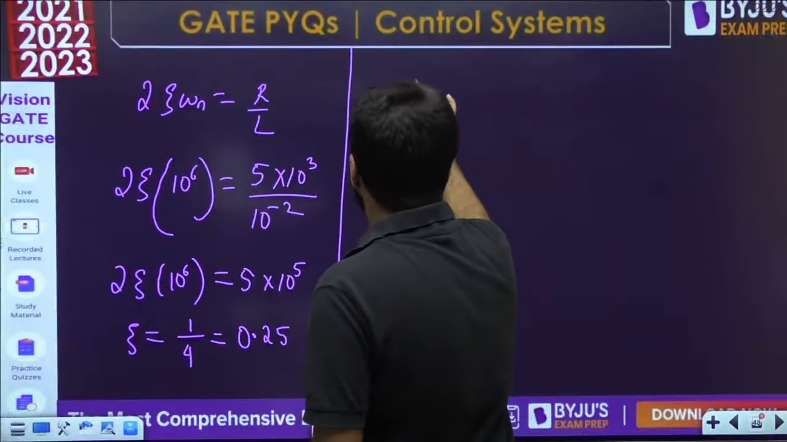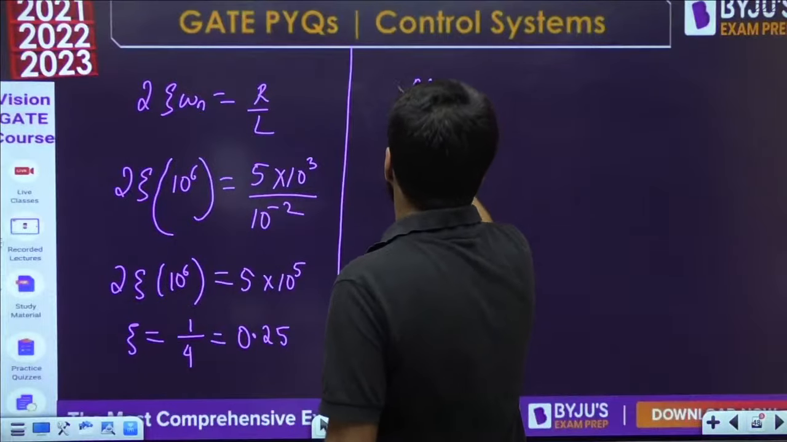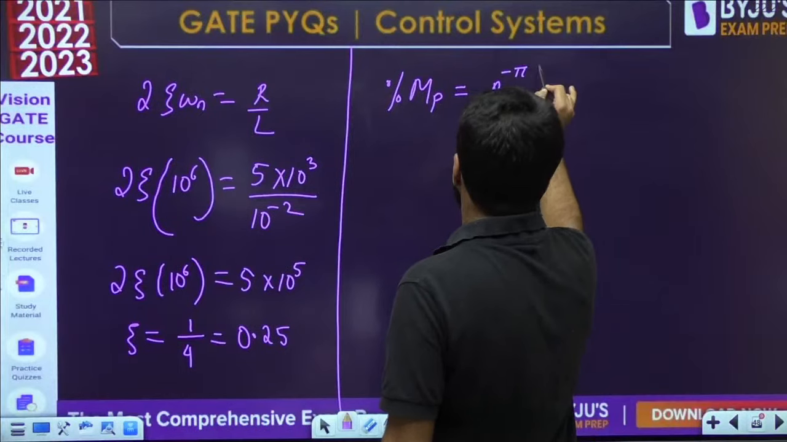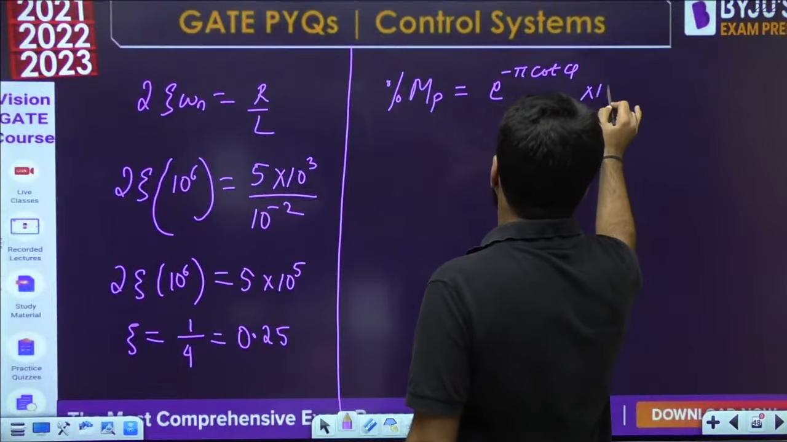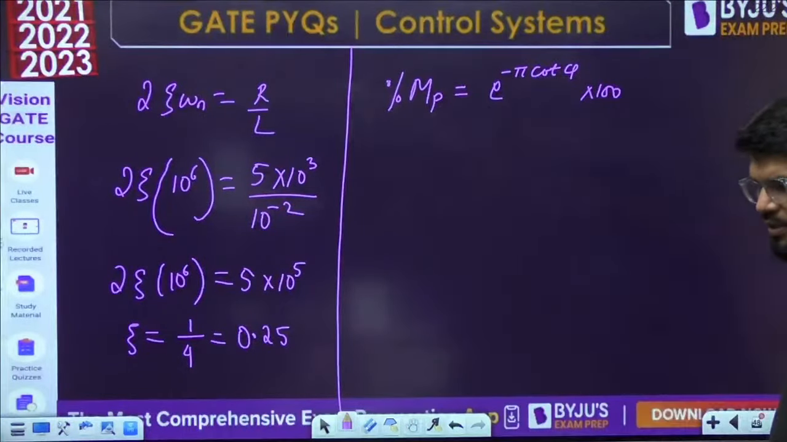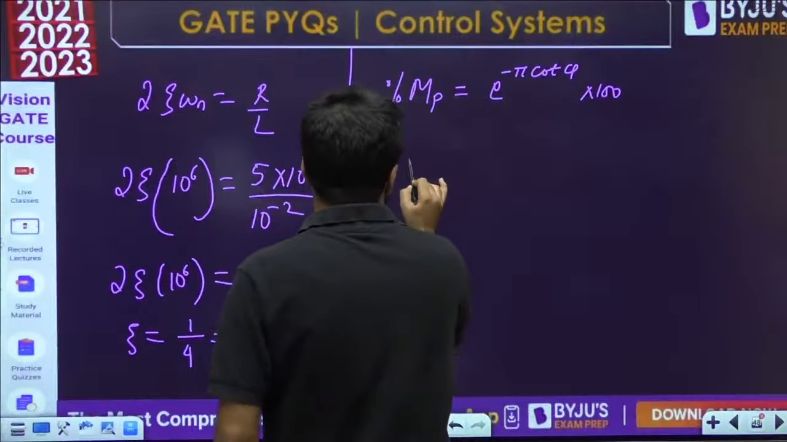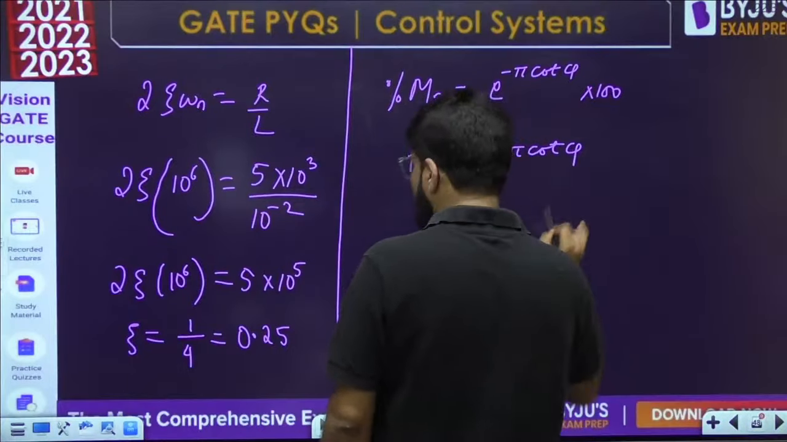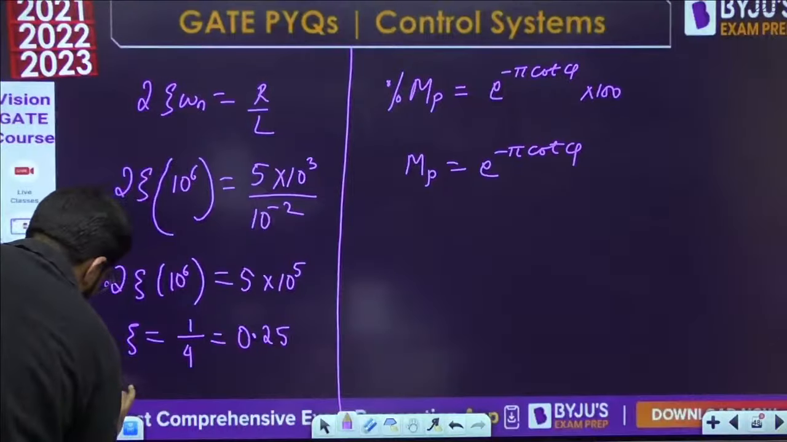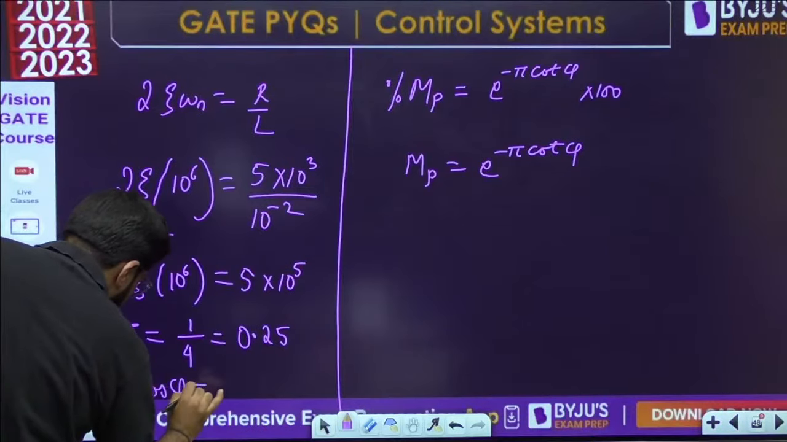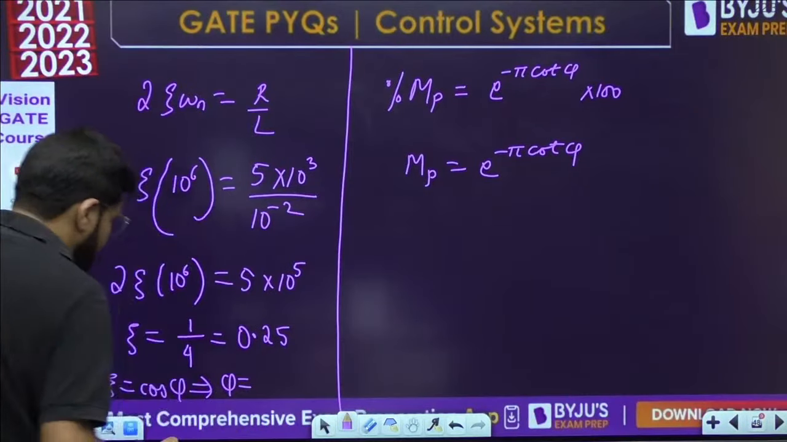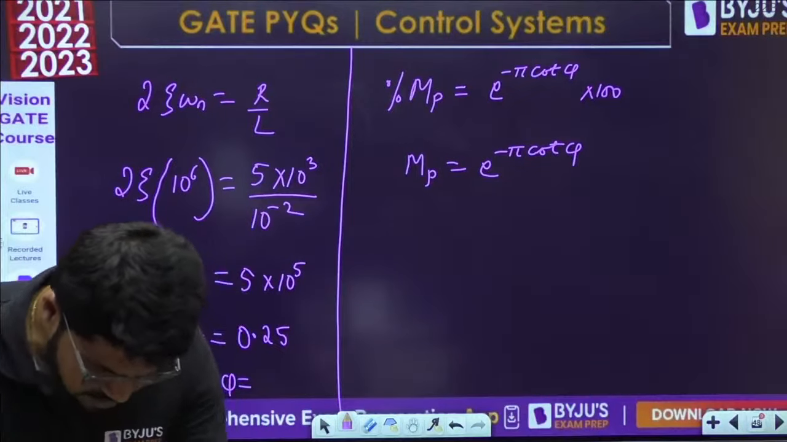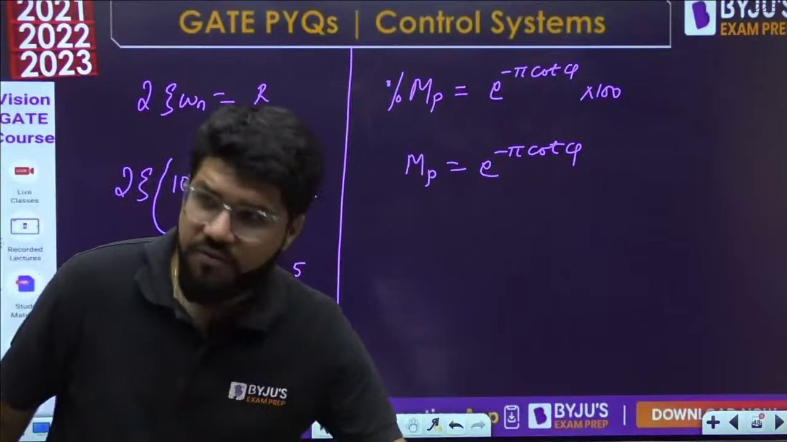Okay, now we all know that the percentage overshoot is e raised to the power minus pi cot phi into 100%. Okay, into 100. Yeah, forget the percentage. MP can be taken as e power minus pi cot phi. Now, how do you get the phi? Zeta is known as the cosine of phi. So what is going to be phi? Cos inverse of this angle. Cos inverse, 75.5 approximately.